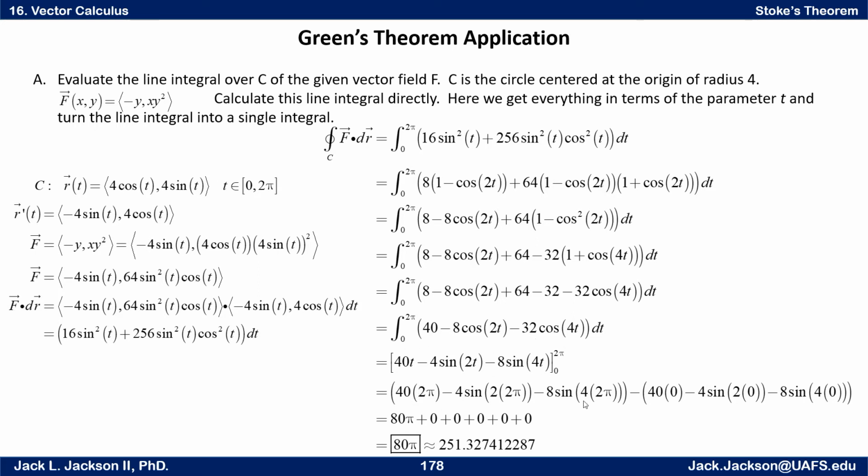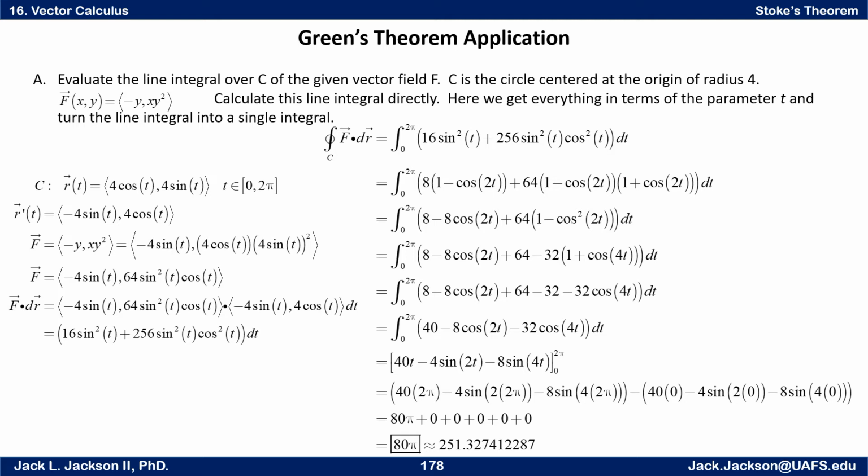Take this, plug in 2 pi for all the t's, and 0 for all the t's. And this is not going to affect the answer I had, because 40 times 2 pi is 80 pi, but all the rest of these things are 0. Sine of 4 pi is 0, sine of 8 pi is 0, 40 times 0 is 0, sine of 0 is 0, sine of 0 is 0. All these are 0. So you just get 80 pi, or approximately 251. Okay? Now that's doing this problem directly.